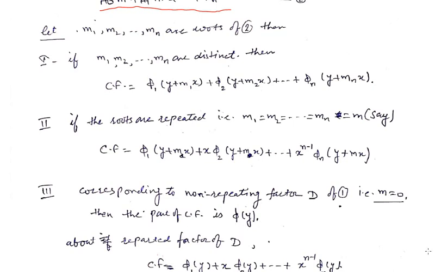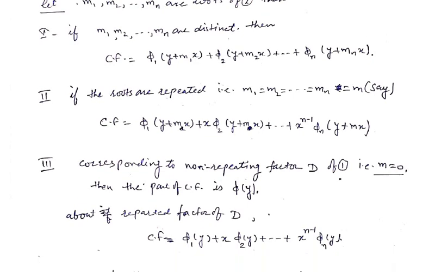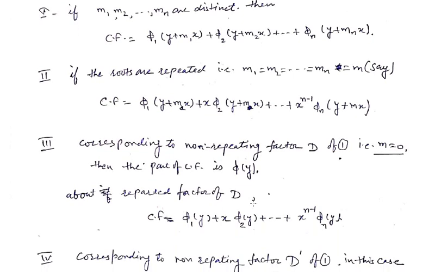And if D is a repeated factor, the CF will be just like the second case: phi 1 (y) plus x phi 2 (y) plus x square phi 3 (y), and so on, x to the power n minus 1 phi n (y). Just in the second case, replace m equals 0, and we get this case.